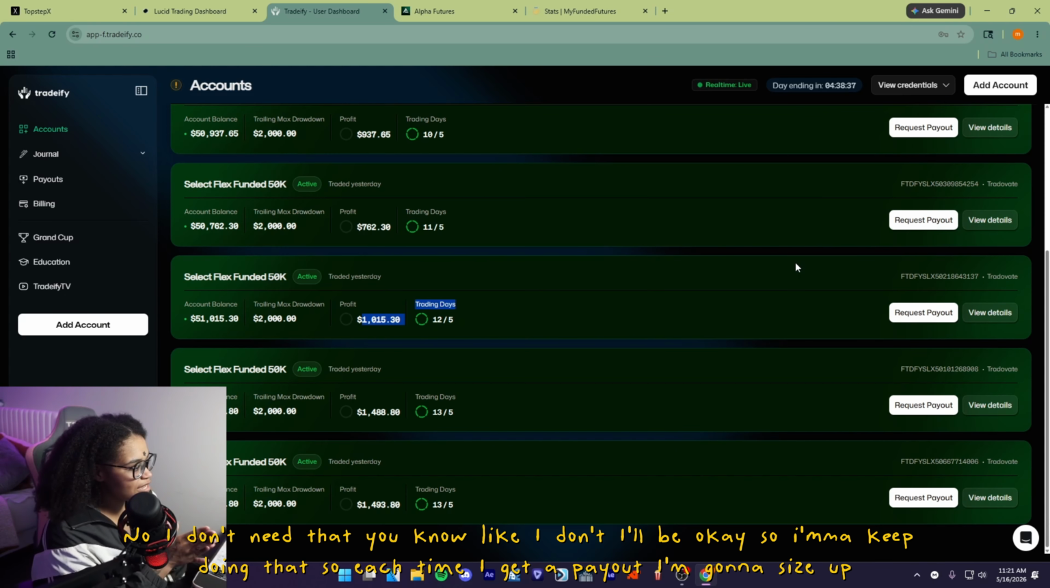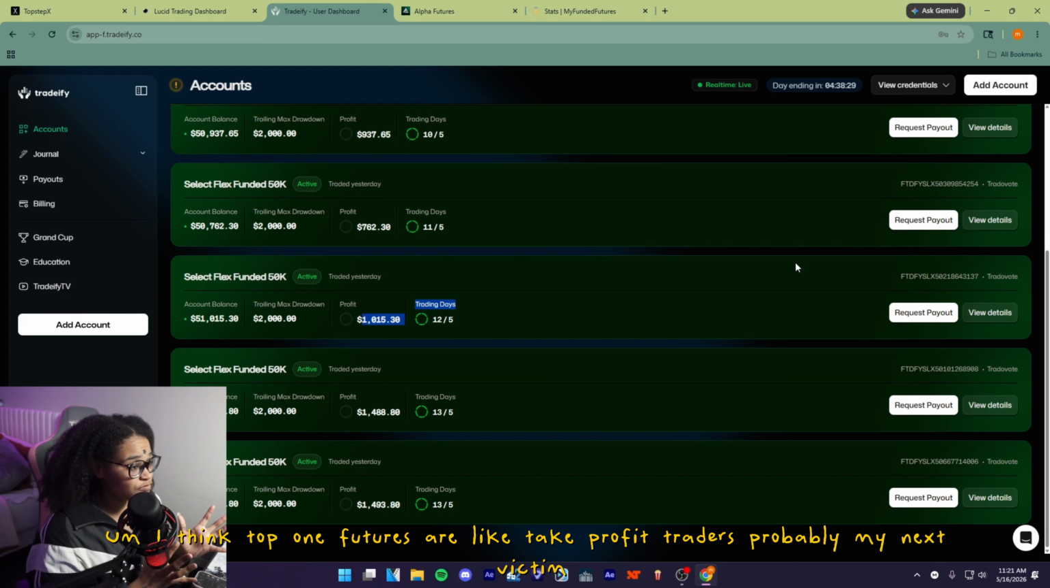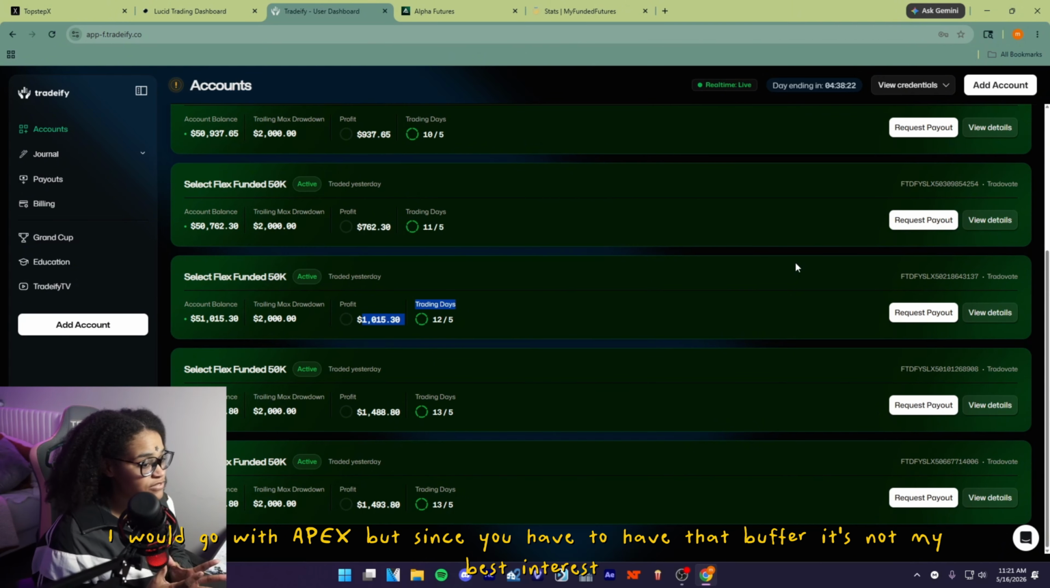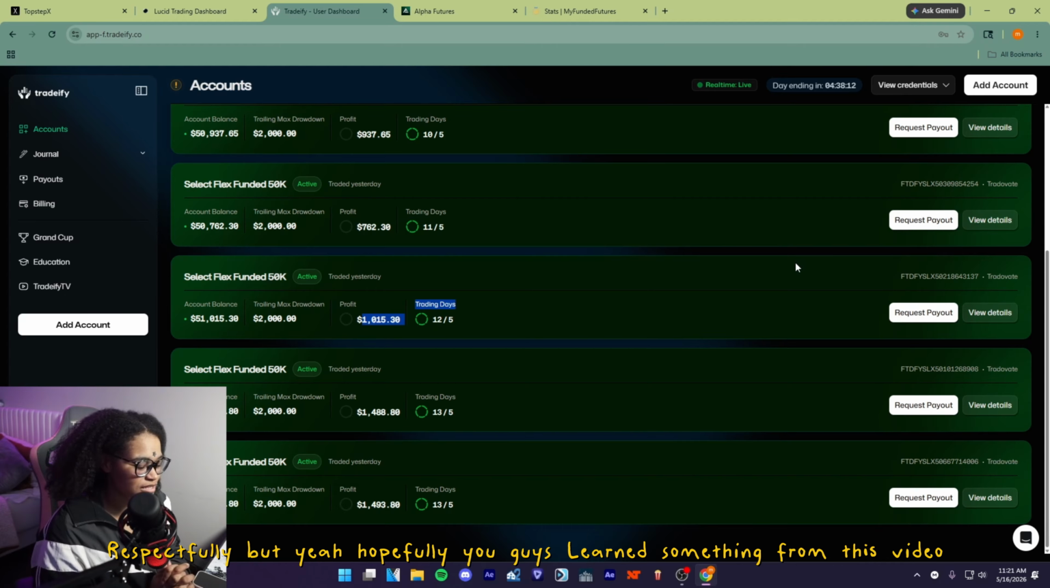So each time I get a payout, I'm going to size up, or I'm going to scale to more prop firms. Funded Futures is my current target. I think Take Profit Trader is probably my next victim. I would go with Apex, but since you have to have that buffer, it's not in my best interest. I don't like building, I mean, I build buffers, right? But I just don't like Apex. Their interface is so ugly, respectfully.